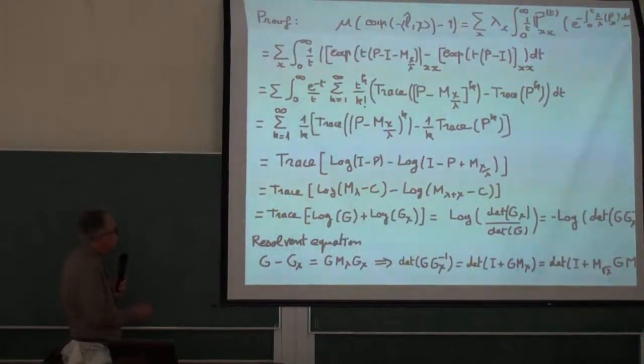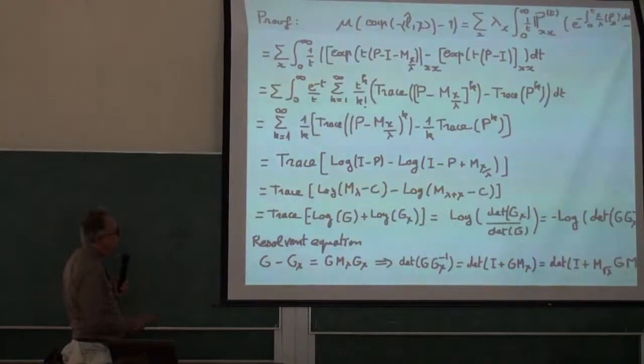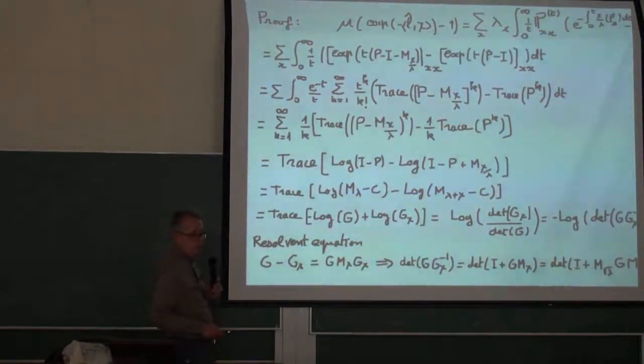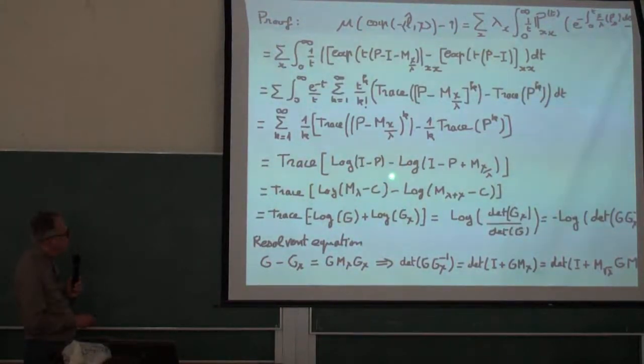So perturbed, 1 minus the original one. But you have an additional factor 1 over K, because when you do the integration, there is a 1 over T here, which comes from the definition of the loop measure. And since you have a 1 over K, you see that again you see a logarithm. There is a sum of powers with factors 1 over K, which gives you a logarithm. And so you find a fairly simple formula: the trace of the logarithm of 1 minus P minus the logarithm of 1 minus P perturbed.